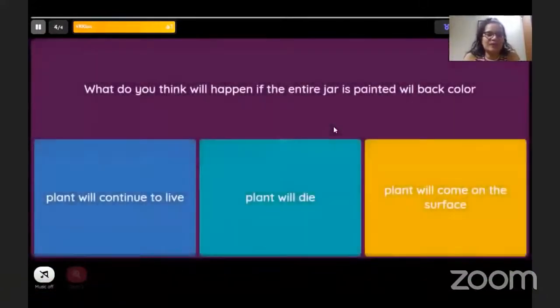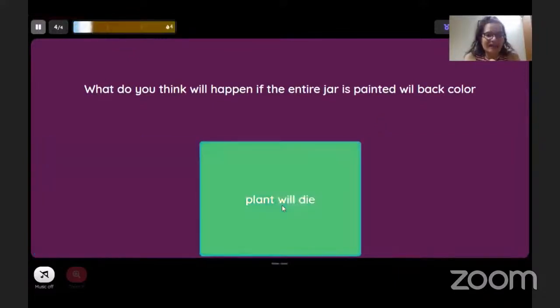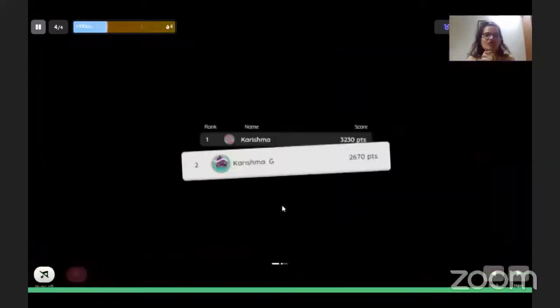Next question. What do you think will happen if the entire jar is painted with black color? Now, there's an error, sorry. Black color. Now what happens if it's black color? That means sunlight is not reaching the plant. If sunlight is not reaching the plant, that means photosynthesis cannot take place. If photosynthesis is not taking place, that means the plant cannot produce glucose for its food. So that means the plant will die. Yes, good job everybody, very good.